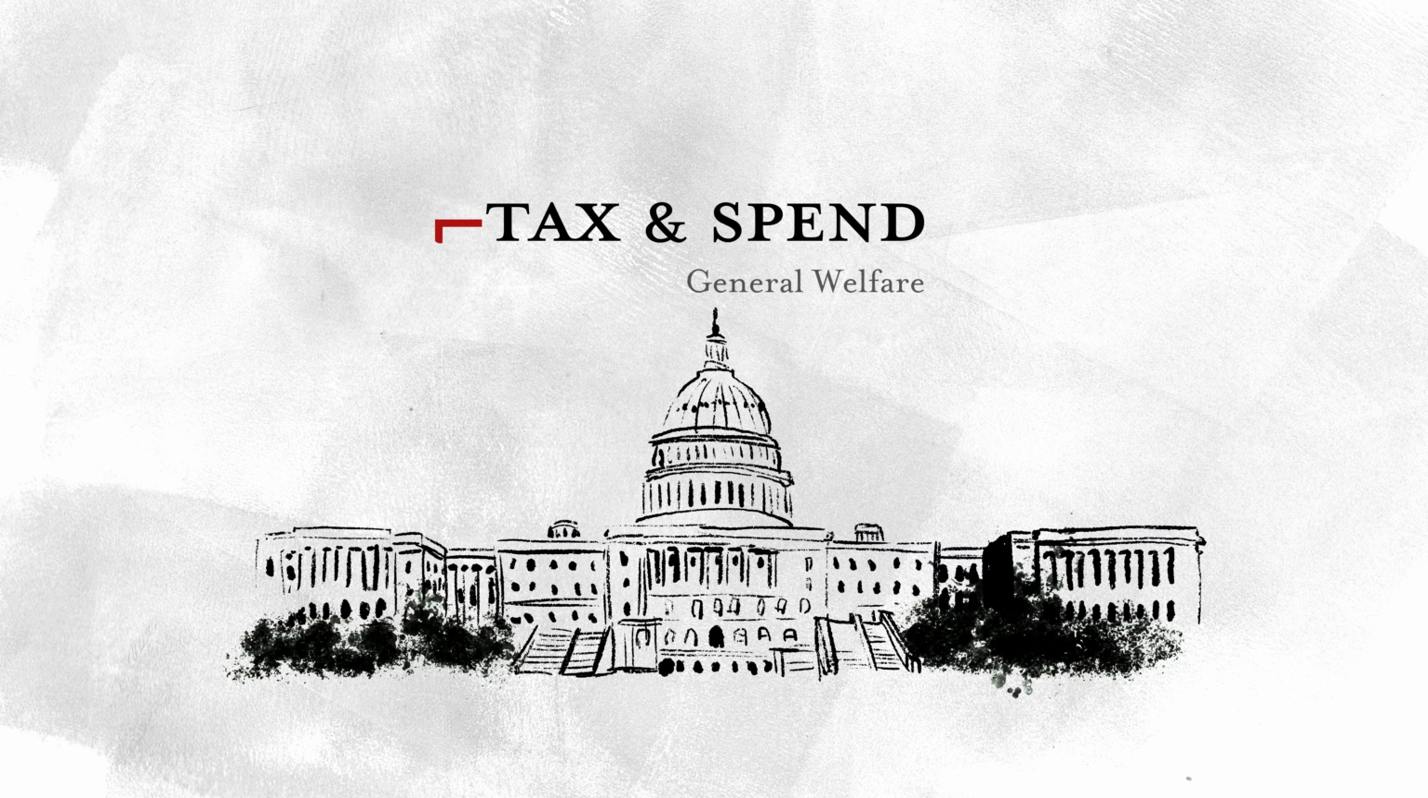In the text of Article 1, Section 8, the general welfare language within the spending clause functions as a subordinate clause modifying Congress's authority to tax and spend.